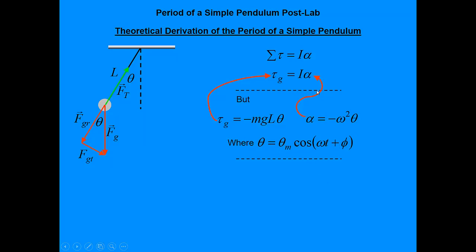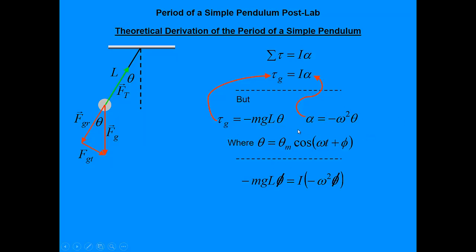So we'll plug both of these in, and we get negative mgL theta equals I times negative omega squared theta. Note what happens here. Theta cancels out. Well, if theta cancels out, that means the amplitude cancels out. So here's the physics showing that the amplitude will cancel out.